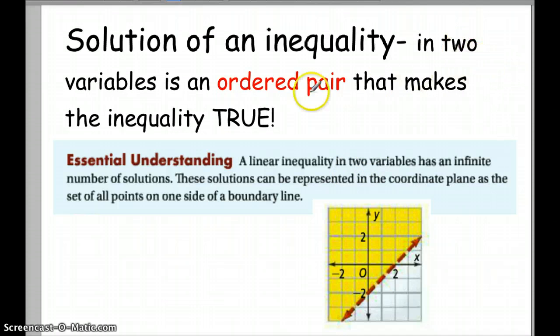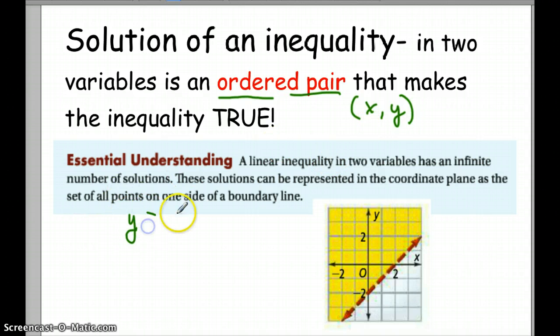The solution of an inequality in two variables is an ordered pair that makes the inequality true. That means an x and a y that when plugged into the inequality, like y is greater than x minus 2, will make this statement true. A linear inequality in two variables has an infinite number of solutions. The solutions can be represented in the coordinate plane as the set of all points on one side of a boundary line, and this dotted line here is your boundary line.